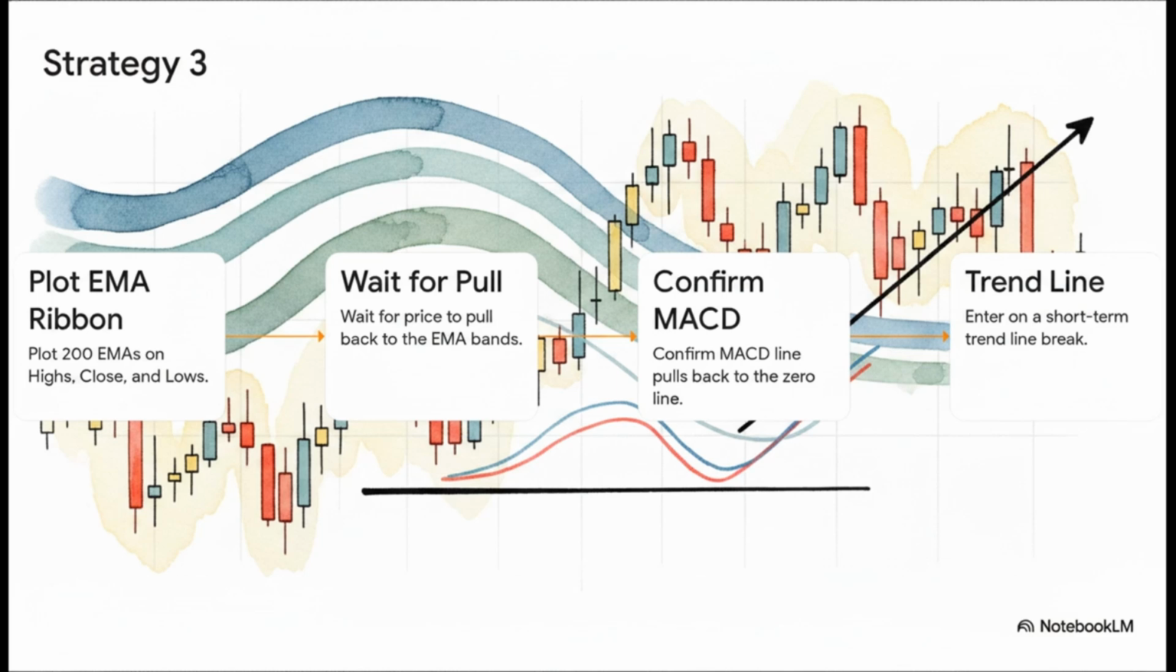Now, the crucial point is our entry in step 4. Listen closely. We do not use MACD crossovers here. They lag way too much during pullbacks. Instead, draw a short-term trend line right over the pullback itself and pull the trigger the second the price breaks that trend line in the direction of the main trend. Boom! Throw your stop loss safely on the opposite side of the 200 EMA ribbon.